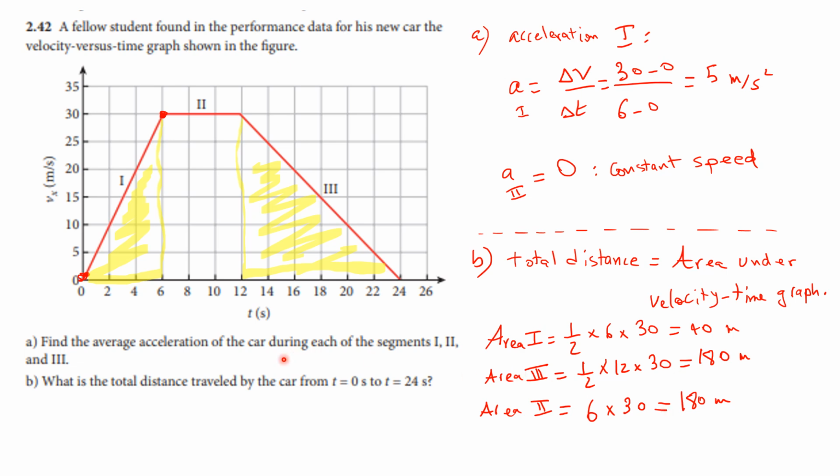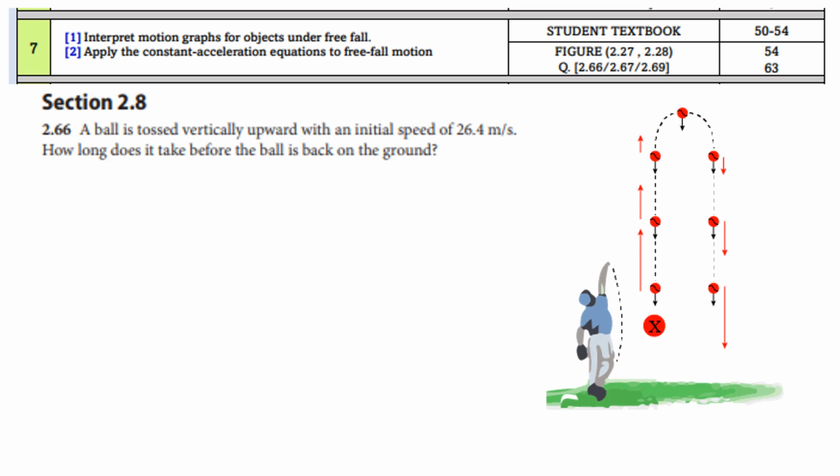That's the total distance covered under this graph. Now moving on to question 7. Interpret the motion of a graphed object under free fall. So it's about a free fall. We have an initial velocity of 26.